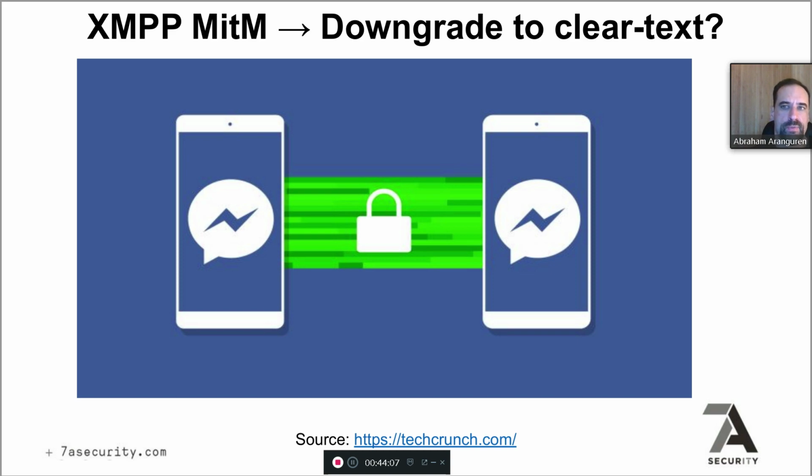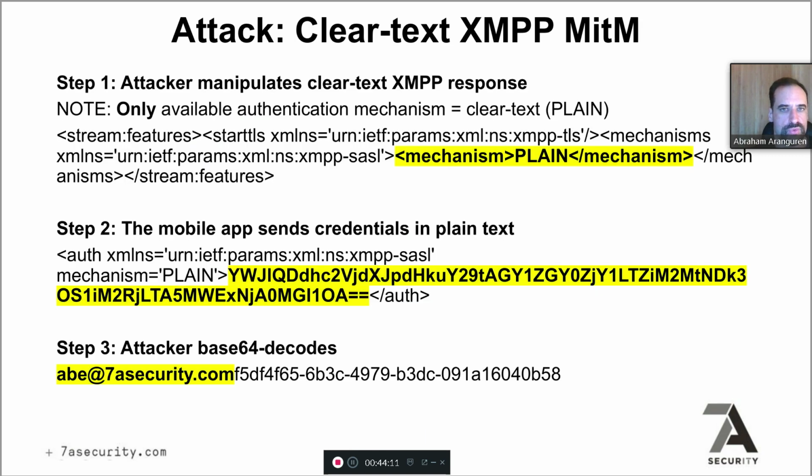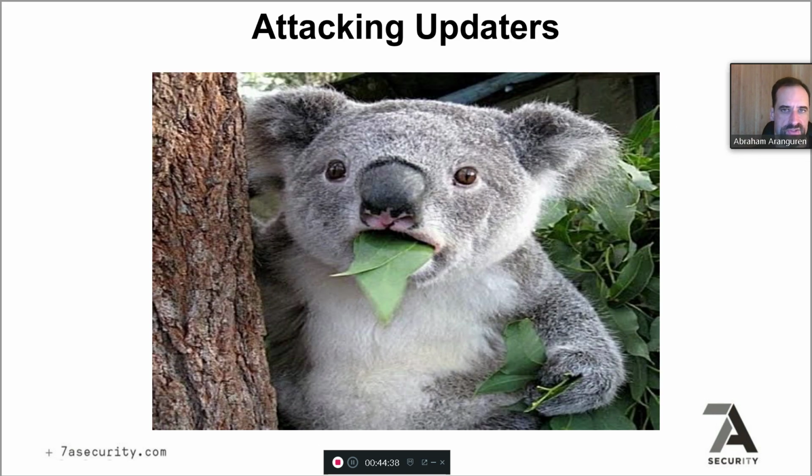Now, very quickly, some other interesting attacks with XMPP. It's possible sometimes to downgrade to clear text. So when you're doing man in the middle of XMPP, in the handshake, you can specify that the only mechanism to authenticate is plain. Normally, there would be a challenge response, which would be safer. But if you specify that the mechanism is plain, then the application might fall for this and send the credentials in clear text. This is all just base64 encoded, but you can base64 decode it and you have the credentials there.